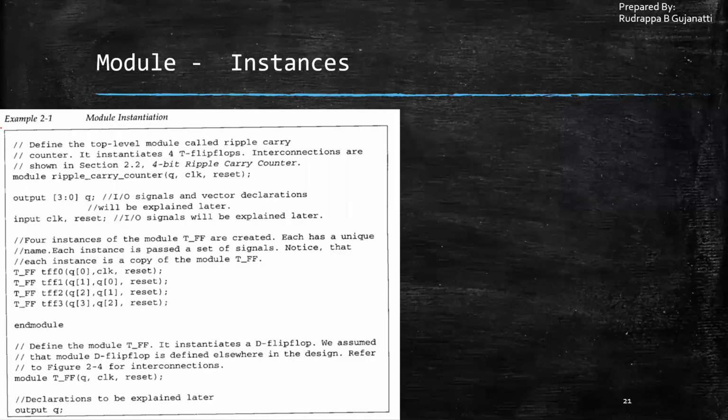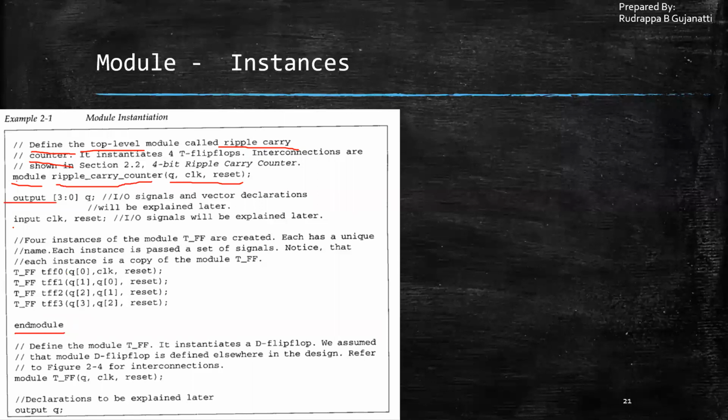Here we can see a module instantiation example. We are not going into depth here. We are just looking at what all things are specified. He is defining a top-level module for a ripple counter, and in this case it is a 4-bit ripple carry counter. Here you can see the module ripple carry counter and the terminal list, and this is where it ends. So this is the start of the ripple carry counter, and this is the end of the ripple carry counter.